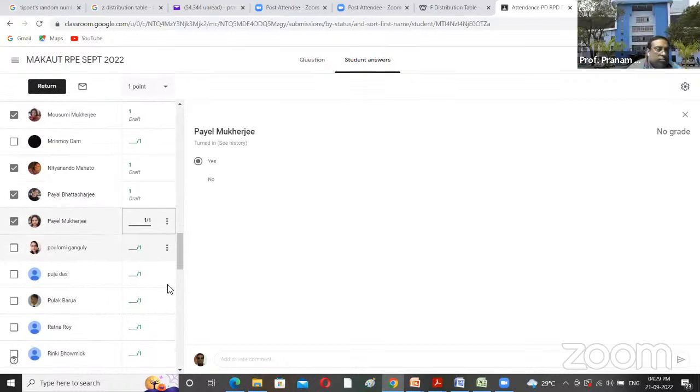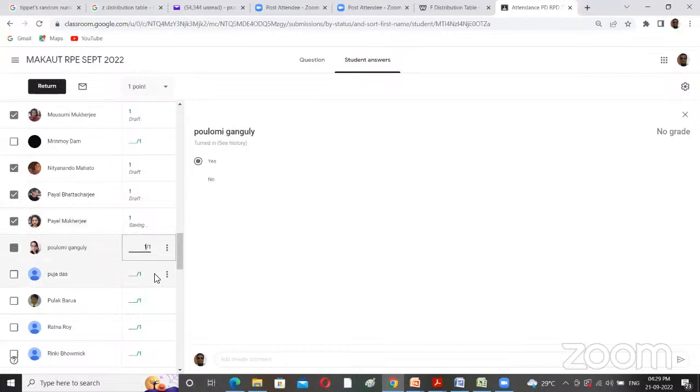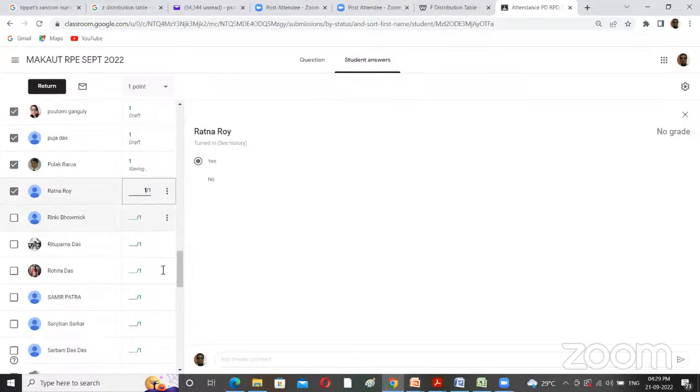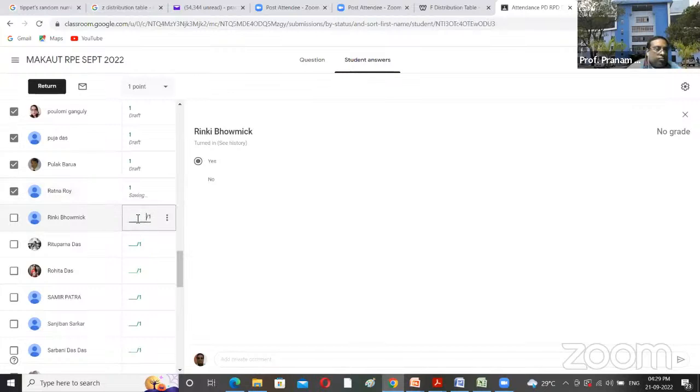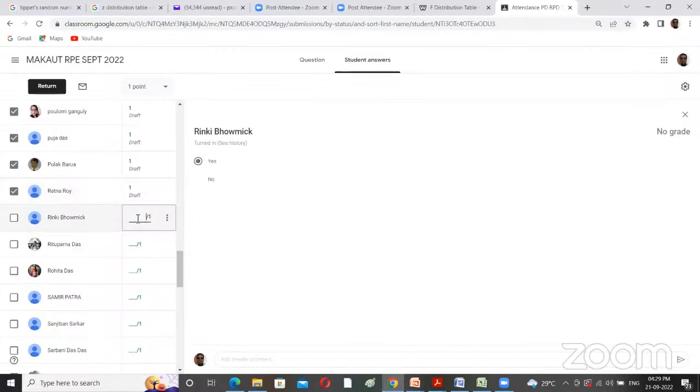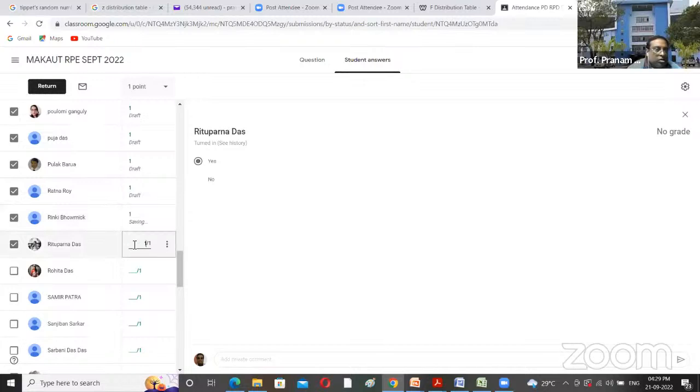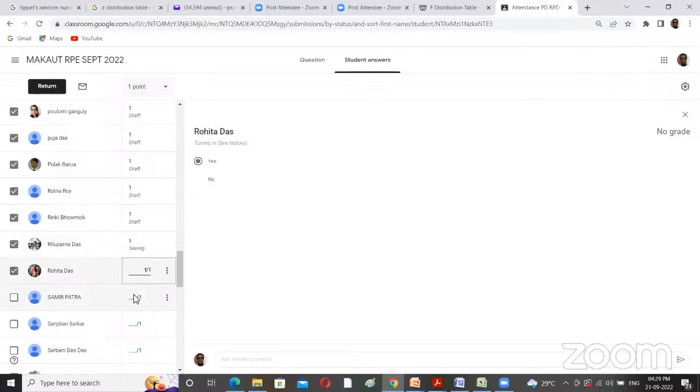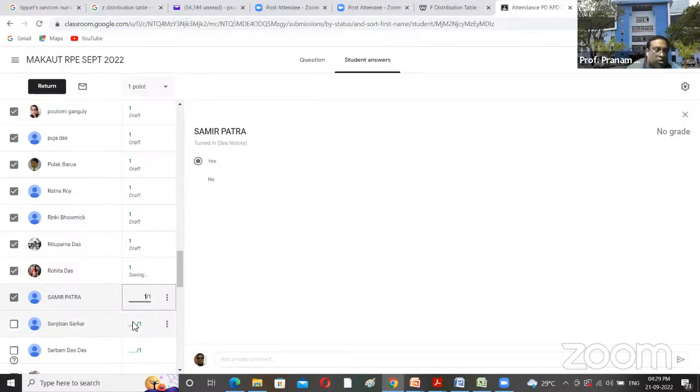Ulomi Ganguly, Pooja Das, present, sir. Pulak Borua, present, sir. Ratna Roy, yes sir, present. Rinki Bhomik, present, sir. Rituparna Das, present, sir. Rohita Das, present, sir. Samir Patro, present, sir. Sanjeevan Sarkar is very much present. Yes, sir.